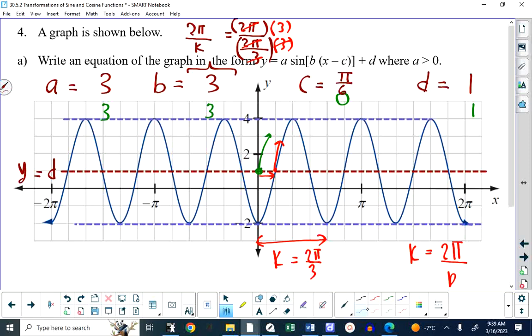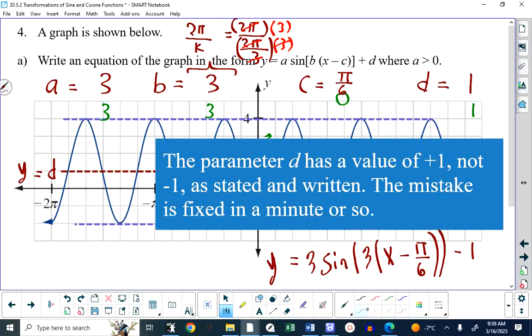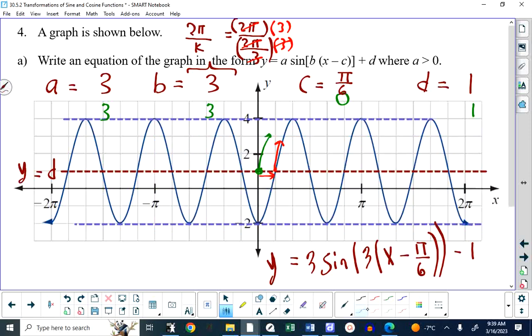And then we can put A, B, C, and D into that equation and get y equals A, which is 3, sine of B, which is 3, x minus C, which is pi over 6, plus D, which is minus 1. And that's the equation. And if you put that into your calculator and set up your window settings to match this, you would discover all the points are perfect. Let me show you a different way to do it, though.